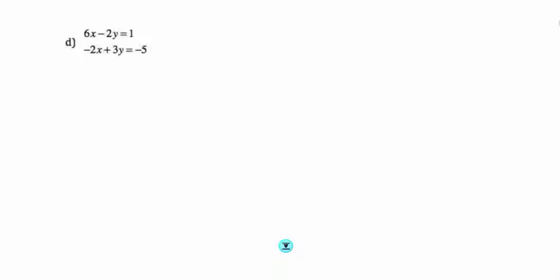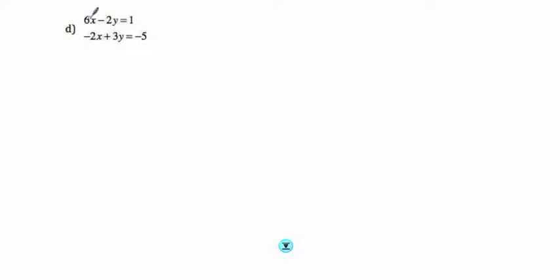Okay, so welcome back to the lesson on solving systems of equations using elimination. And so you have hopefully at this point attempted examples D and E, and example number two, the word problem. And so what I'll do is I'll take you through the steps in the solution of these examples at this point.